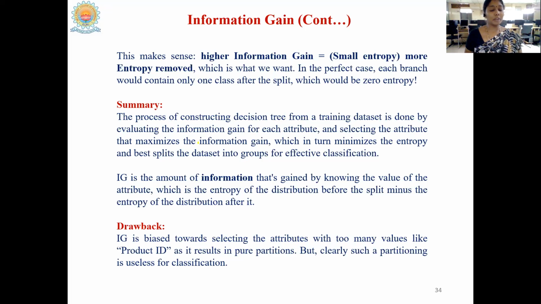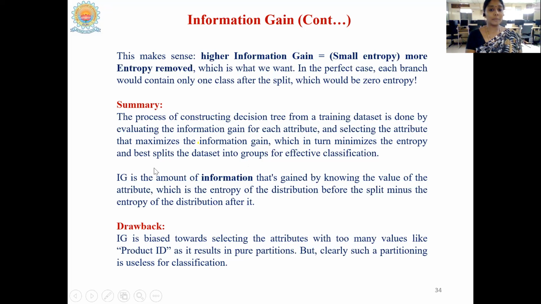See, entropy and information gain are completely inversely proportional to each other. If there is a high entropy, it results in low information gain. If there is a high information gain, it means that there is a low entropy of the data partition or the data set.